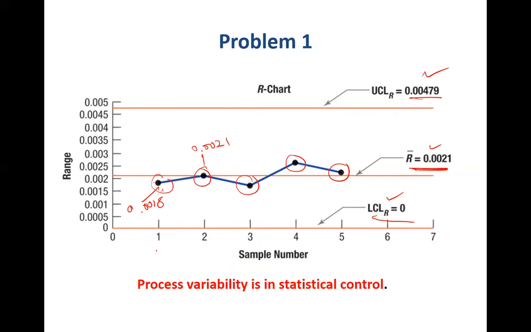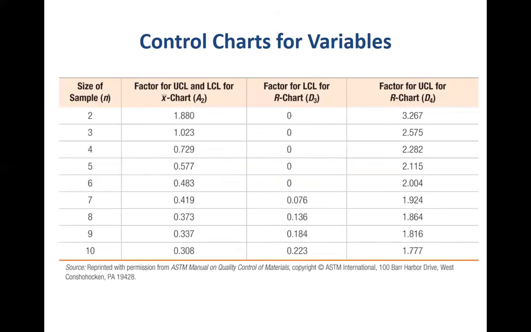Now, what we are trying to see is whether all the range values in the table are within the upper control limit and lower control limit. In this case, we notice that everything is in between, and hence the process variability is in statistical control, because our charts are focused on process variability. So now we are good to move on to the next stage, which is to use the XBar chart.